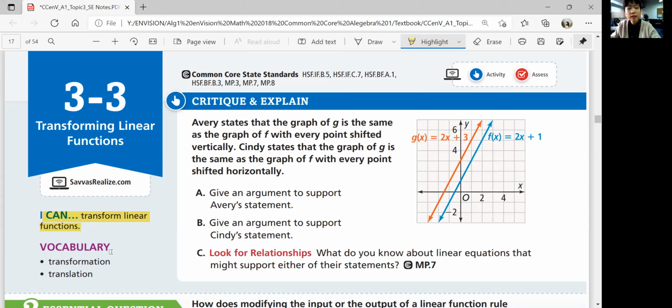Some vocabulary that you might want to look at is transformation and translation. Let's get started with critique and explain.